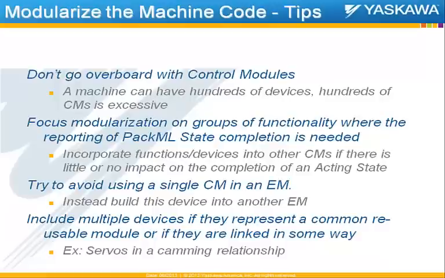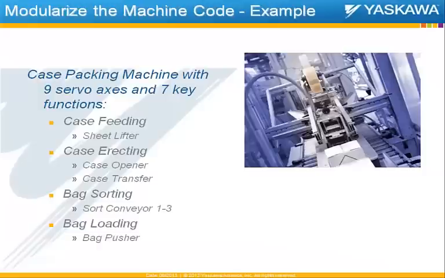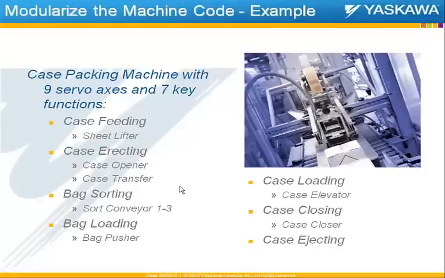Maybe the best way to illustrate this is to go through an example. So let's say we have a case packing machine. It's got 9 servo axes and 7 key functions. So here's some of the functions, like feeding cases, opening up the cases, sorting out bags. This might be bags of whatever product is coming in. And then the servo axes, one opens a case, for instance, one transfers a case, might have 3 conveyors here. And then other ones on the back end for closing the case and ejecting the case out the machine. So 9 axes, 7 key functions.